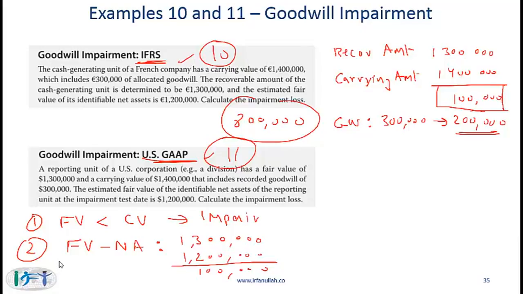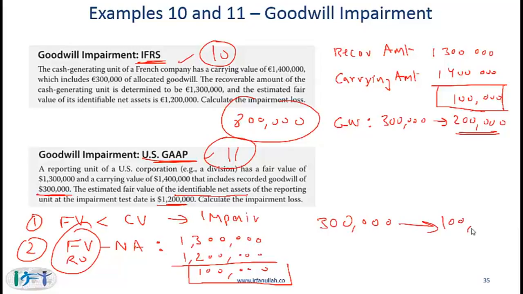The implied goodwill is equal to the fair value of the reporting unit minus the fair value of the net assets. And the fair value of the net assets is 1.2 million. Take the difference and we have an implied goodwill of 100,000. But the goodwill that is shown on the books is 300,000. So that 300,000 needs to be written down to 100,000. This is the new goodwill amount, and 200,000 is shown as an impairment loss.